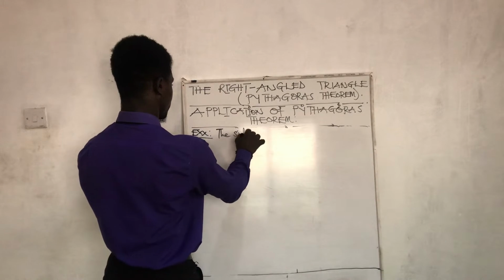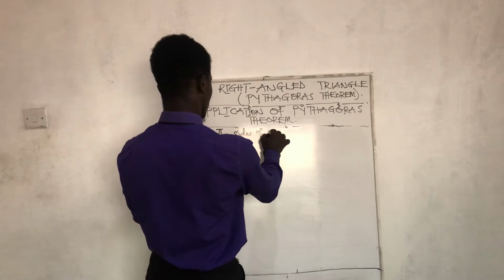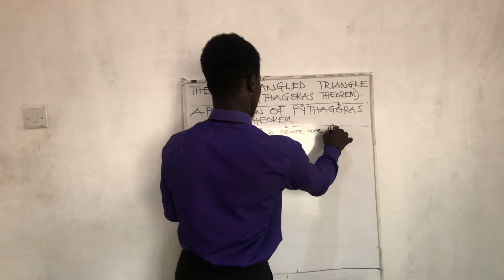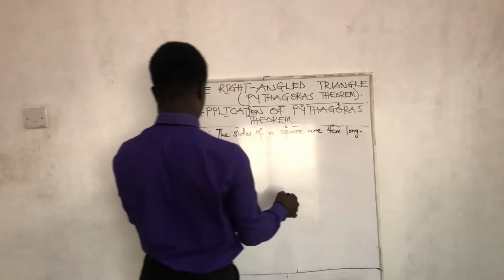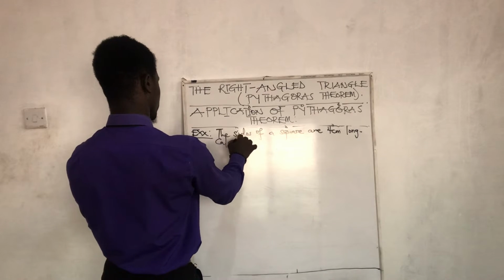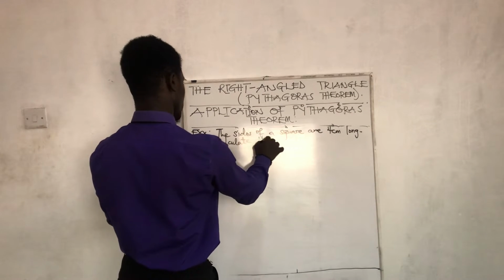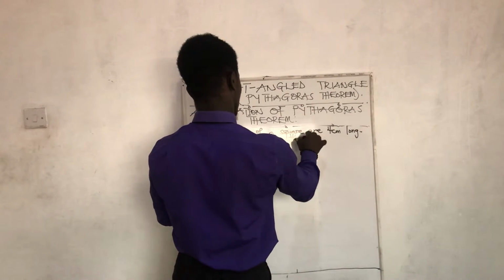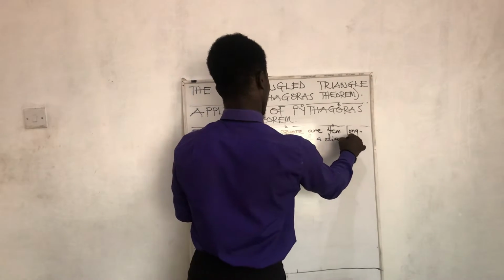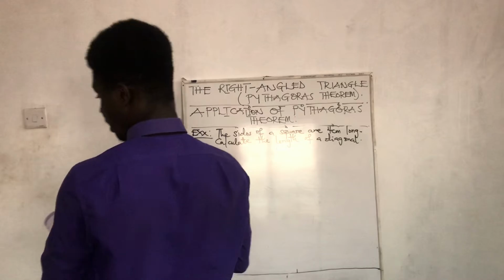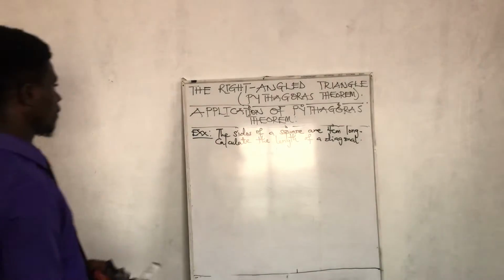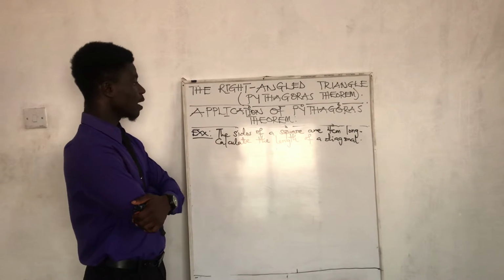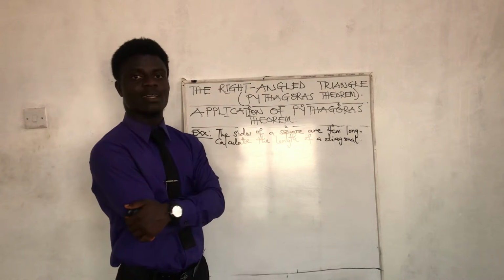The sides of the square are 4 centimeters long. Calculate the length of a diagonal. Calculate the length of a diagonal. So we have this: the sides of a square are 4 centimeters long. Calculate the length of a diagonal.